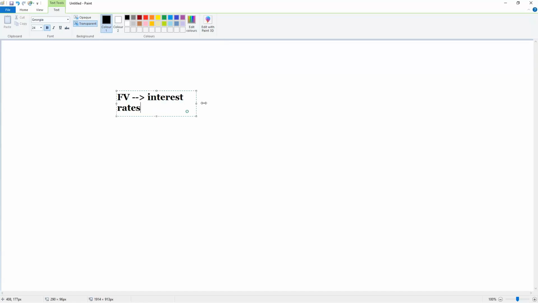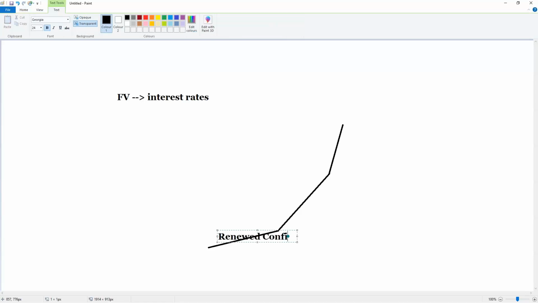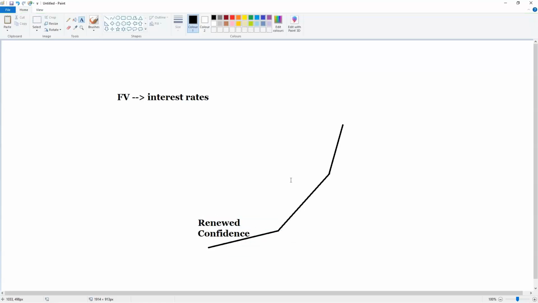Now this is where it gets tricky for us. It's tricky for me because we know in Dow theory that there are three stages to a bull market. So what are the 3 stages? There's something called renewed confidence.